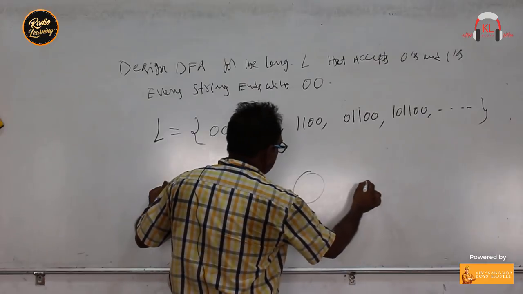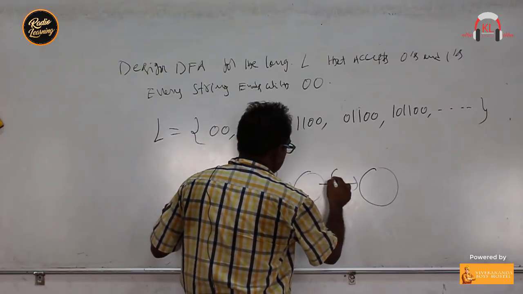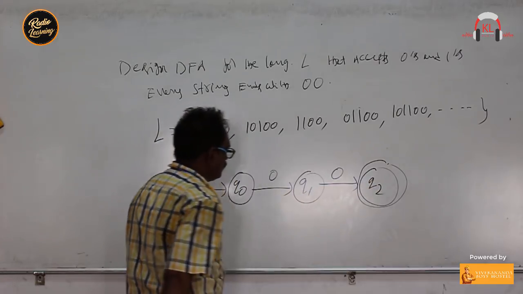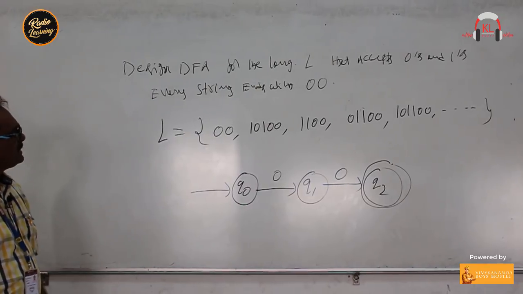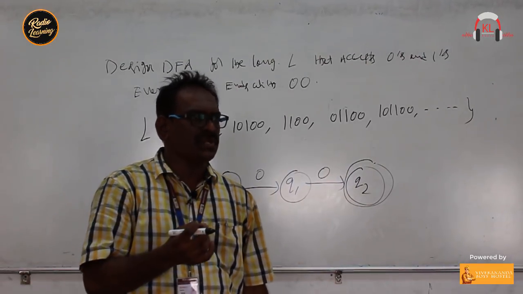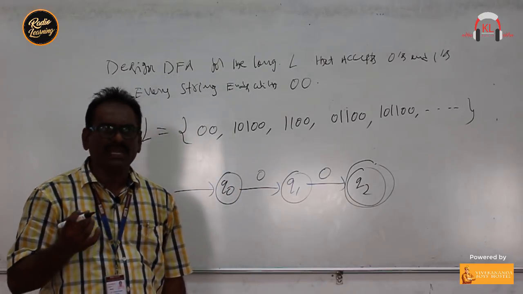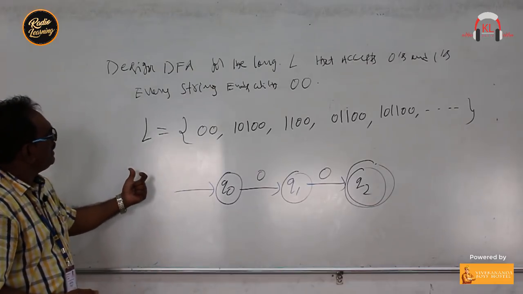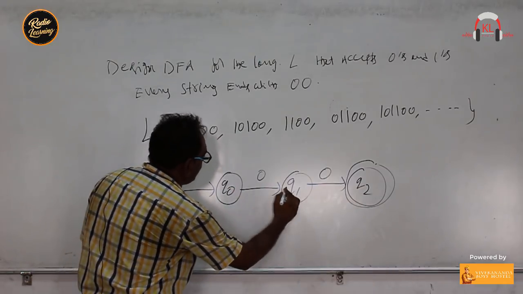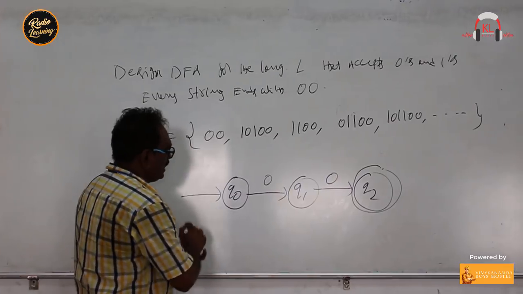The minimum string is 00. To accept two zeros, we need to take three states. Suppose this is the final state, this is the initial state: Q0, Q1, and Q2. Next, we are going to design the DFA. As per the properties of DFA, every state should have one transition for each and every input. Here sigma equals zeros and ones. Q0 on 0 is already given. Now we need to give the 1. So where do we have to give the transition on 1? That is the logic.